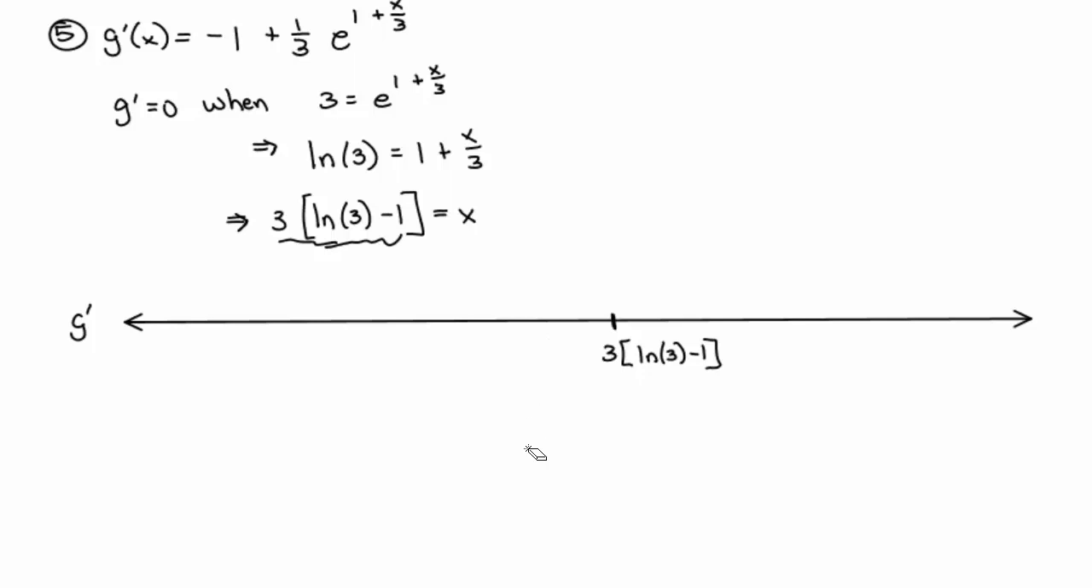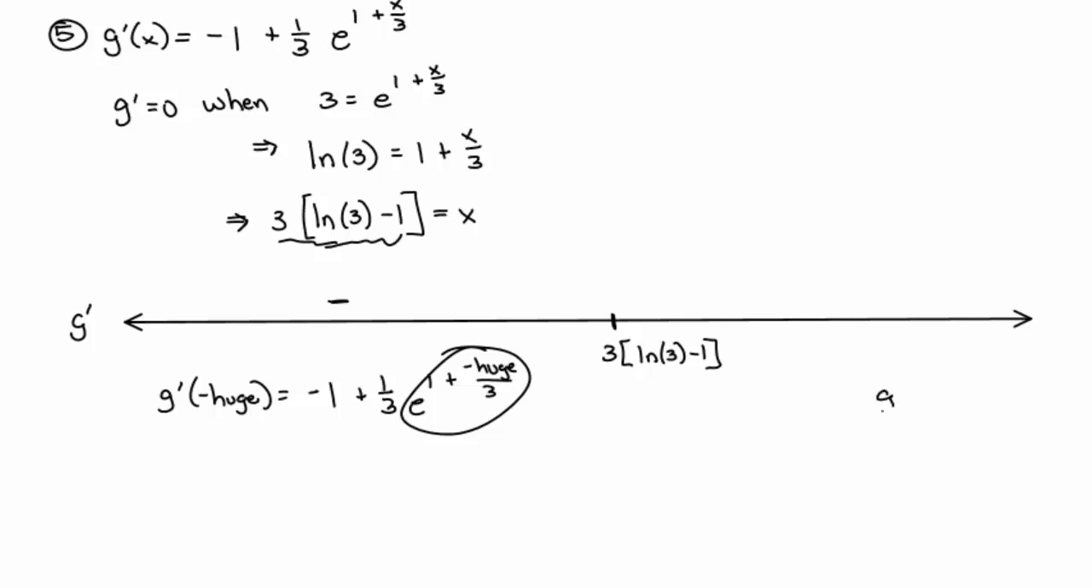Let's plug in any value into the derivative, 3 natural log of 3 minus 1. I'm going to plug in, let's say, a negative billion. So G prime of negative huge, well, that's negative 1 plus 1/3 e to the 1 plus negative huge over 3. Now, that negative huge over 3 e to that power is roughly 0. So this is going to be negative here.